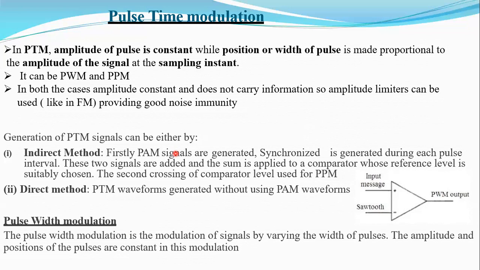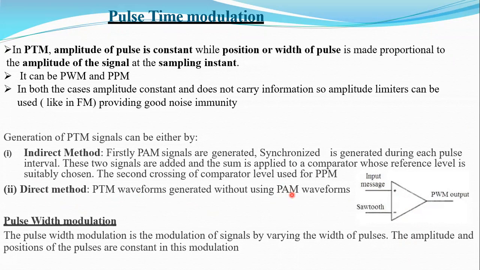So how are we going to generate this pulse time modulation? First by using an indirect method, and next by using a direct method. So first, in this indirect method, if we see here, we have the input message signal, and the second input is a sawtooth. These two signals are added and the sum is applied to the comparator, whose reference level will be suitably chosen. And the second crossing of this comparator level will be used for the PPM. And coming to this direct method, the pulse time waveforms can be generated by using pulse amplitude modulation waveforms.